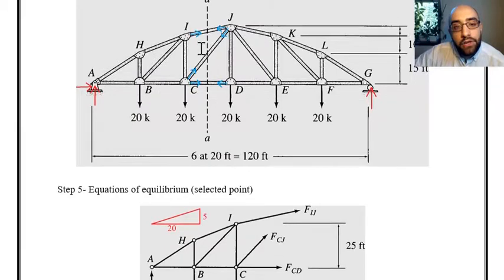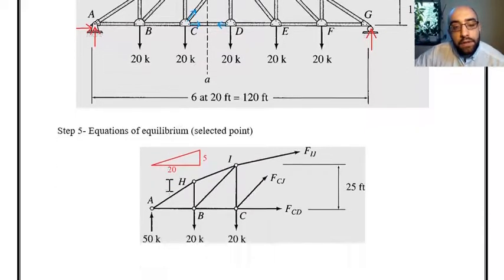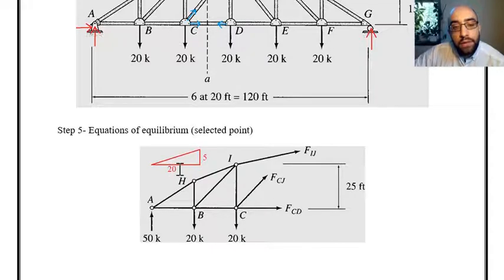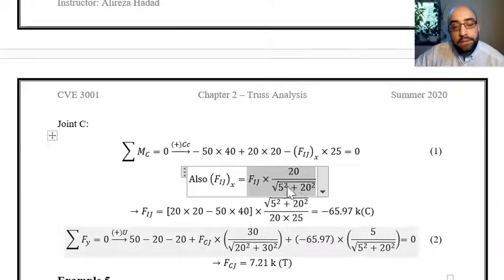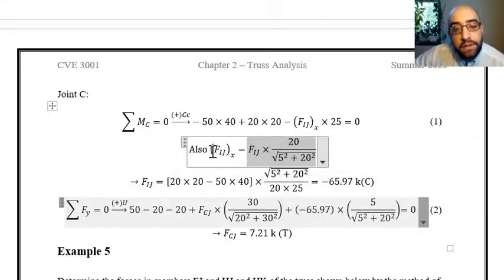If you look at this member IJ, we can consider it as a triangle like this. Member IJ is over here, 5 feet is the height of the triangle, and 20 feet is the horizontal side of the small triangle for member IJ. And based on this, we can find the horizontal component as 20 over this side, which is the square root of 20 squared plus 5 squared. So if I return this horizontal component of IJ over here in this equation, the only unknown will be Fij.